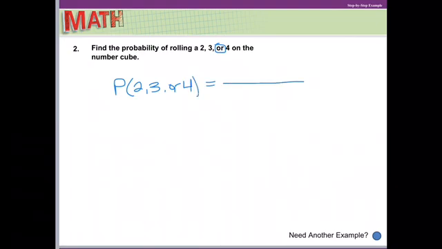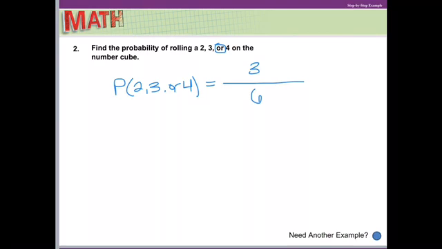Now, when it's all of the numbers on the cube, there's only 6. It's a 6-sided die, correct? So the number of favorable outcomes in our numerator is a 2, 3, 4. So that's 3. There are 3 different things that could happen. So it would be 3 in our numerator, and then there are 6 sides, so it's a 6-sided die.